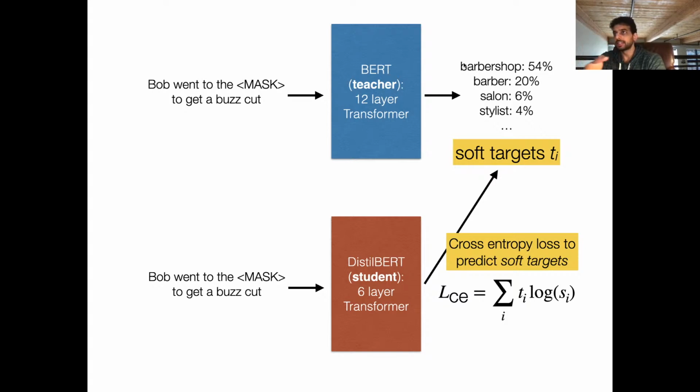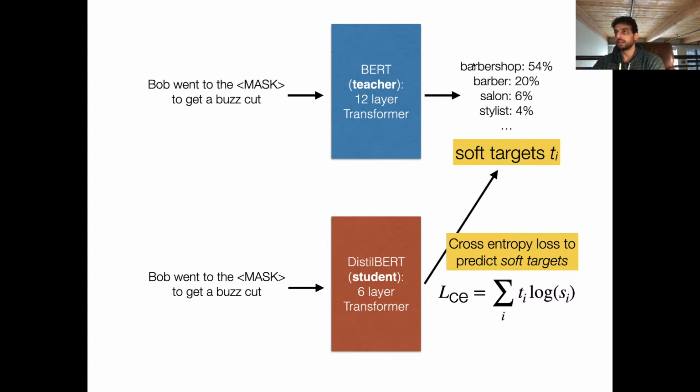So we call this a hard target in that only one word is correct and all of the other words have 0 probability. The difference between a hard and soft target is that when we use a soft target to train, we're actually using the predicted distribution over the entire vocabulary as training, not just this one hot distribution where all of the probability mass is concentrated on a single word.